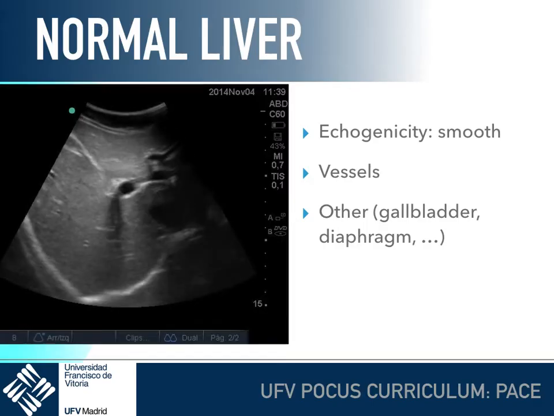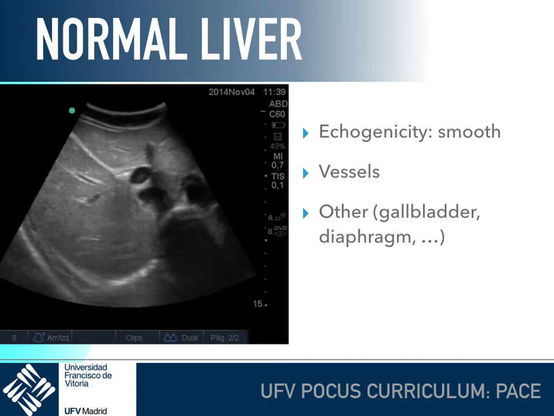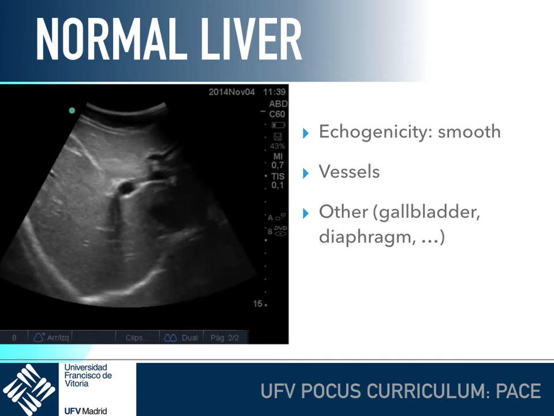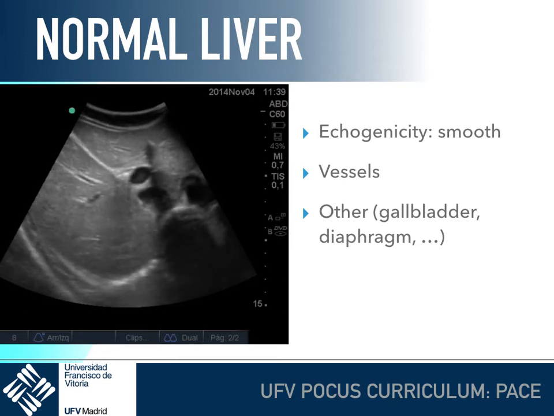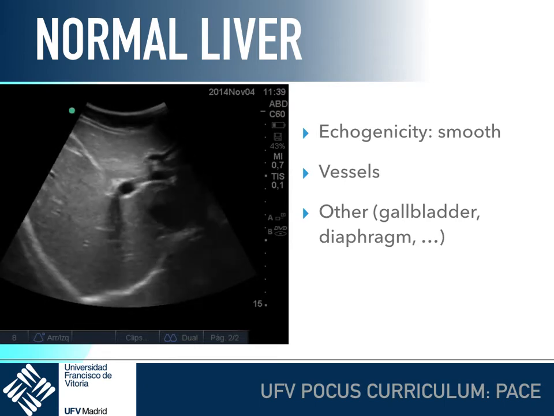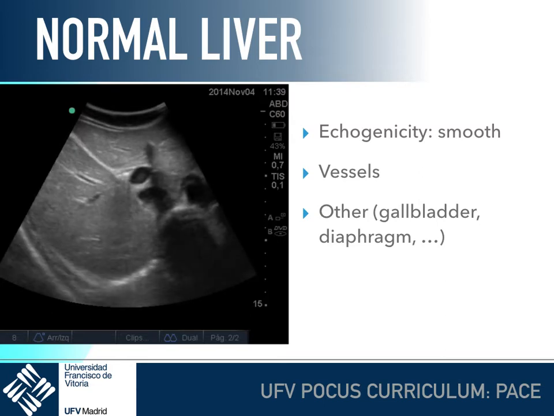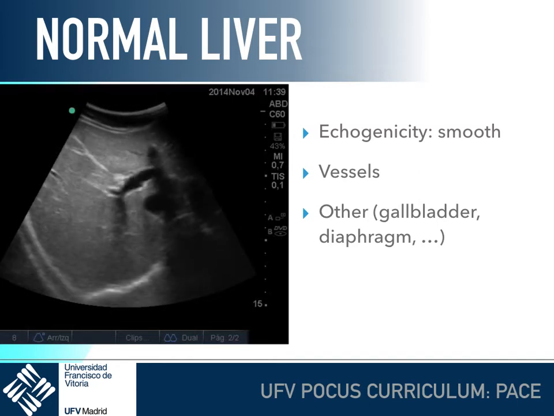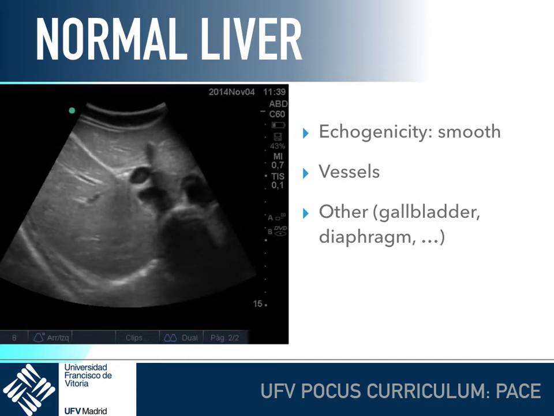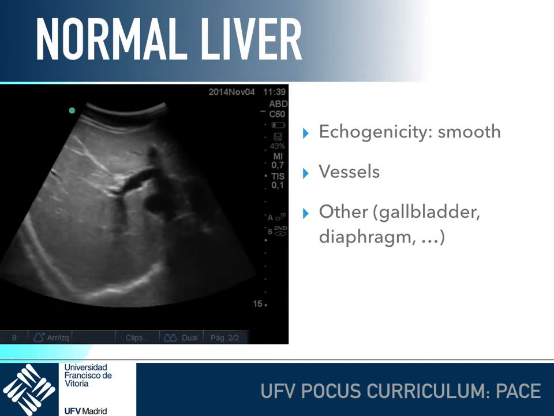The normal liver is smooth in terms of echogenicity. There are a lot of vessels inside. One of them has a classical hyperechoic wall, like a white wall around it. Another doesn't. And there are other structures near the liver, which are the gallbladder and the diaphragm, which is actually a border between abdomen and thorax.